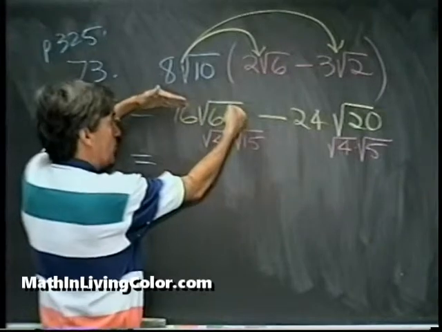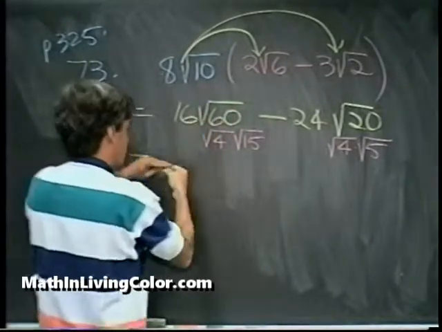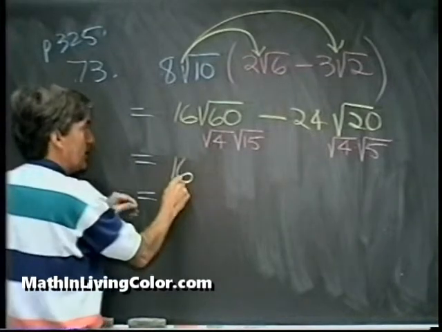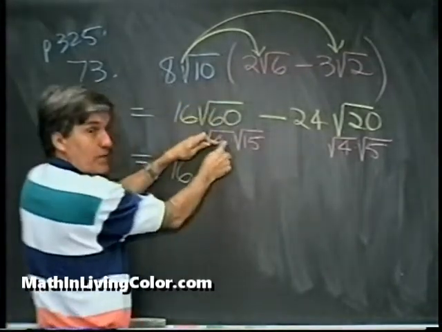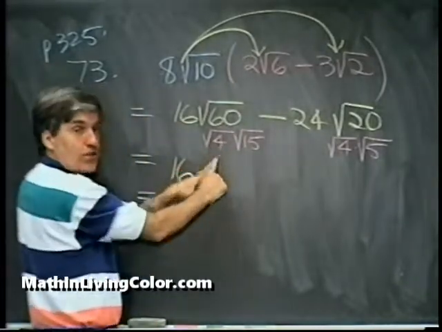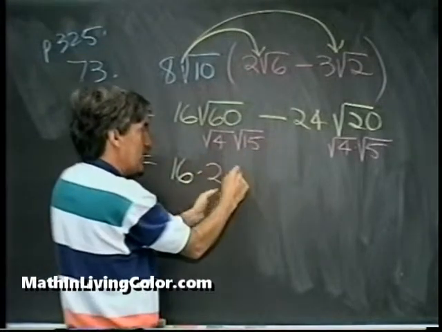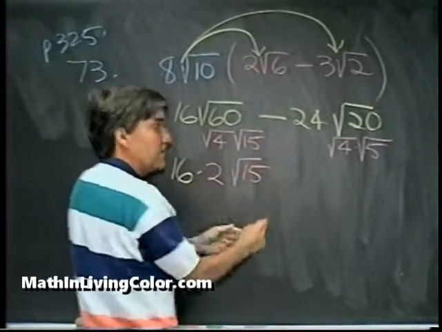And now you'll be ready to bring down what? 16. Bring down the 16. And the square root of 4 would be 2. The square root of 4 is 2. Remember how we did this on the other page? And then the square root of 15 is the square root of 15.